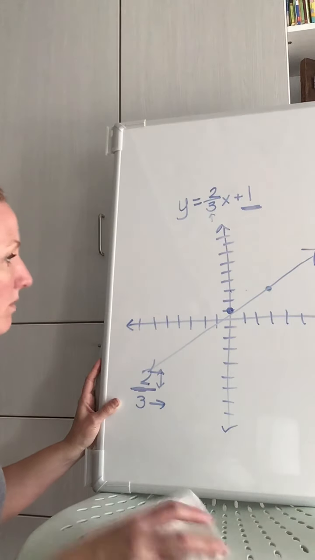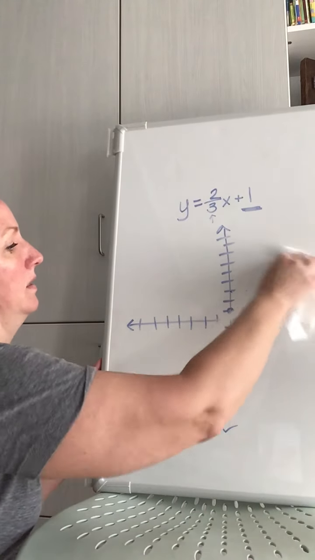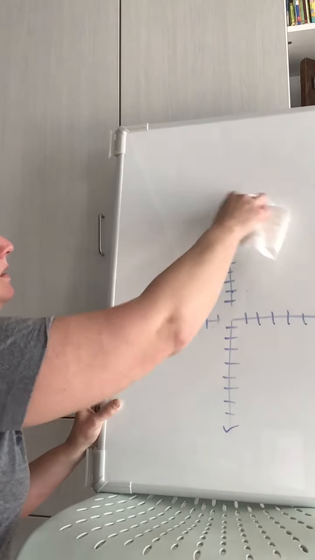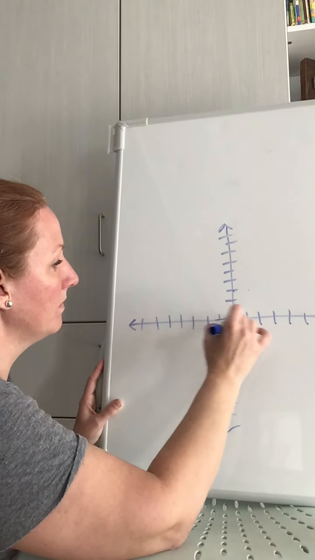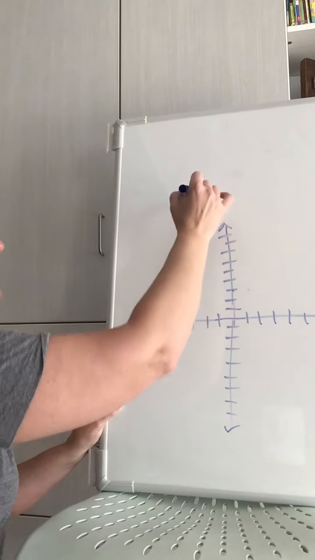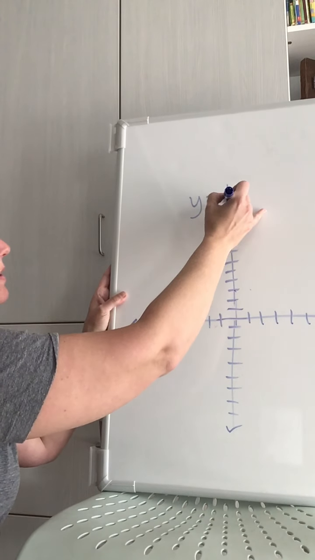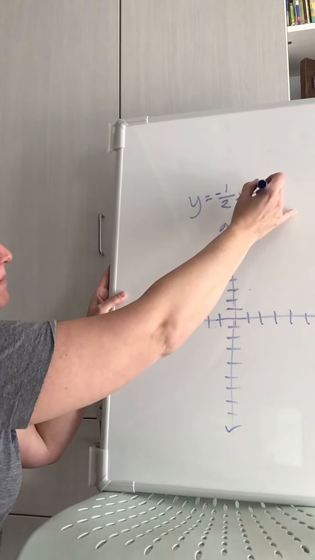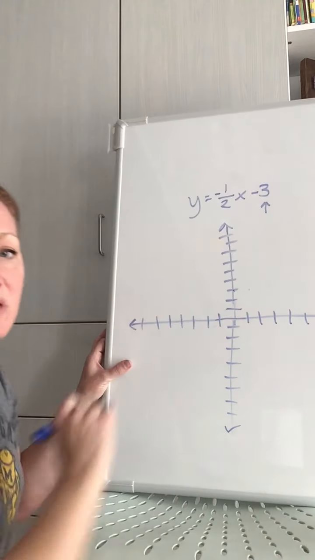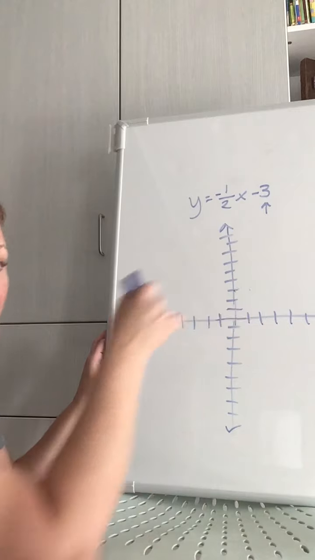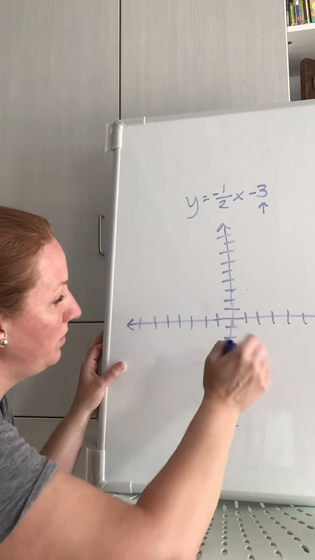I'll do one more of those. We'll use some negatives this time. All right, let's say you had y equals negative 1/2 x minus 3. Okay, again, you always start at the end. So you start at minus 3, which is negative 3. And you start on negative 3 on your y line, because that's where it intercepts the y. So 1, 2, 3, put a dot.